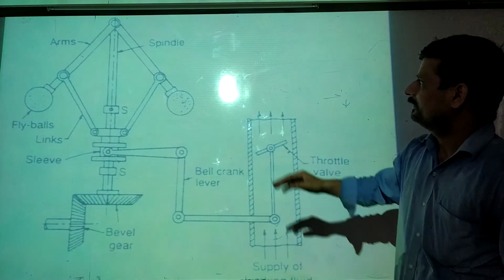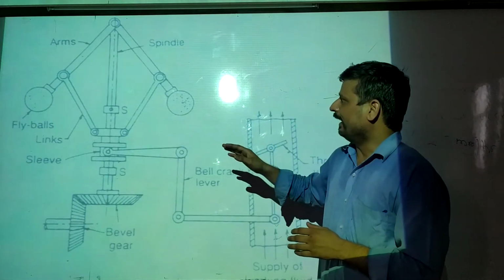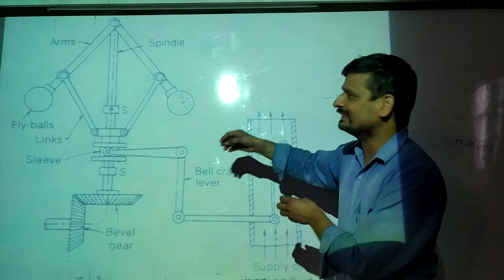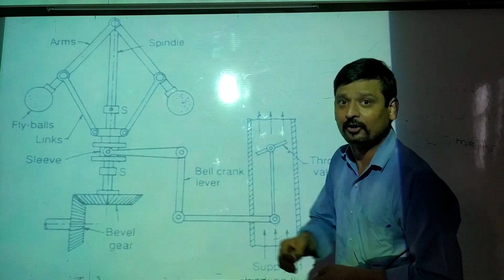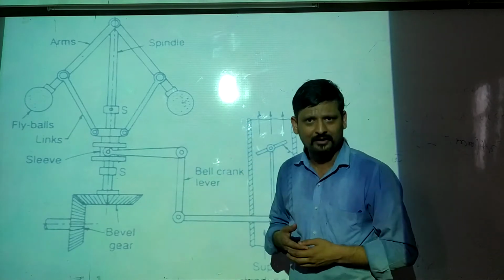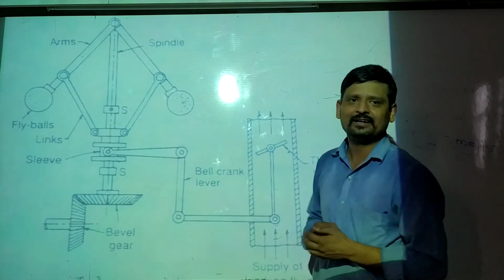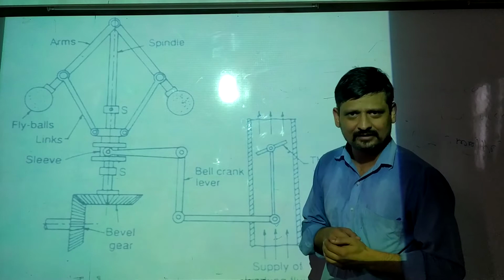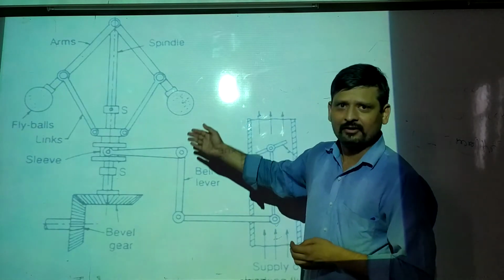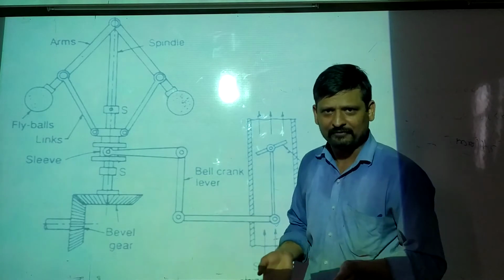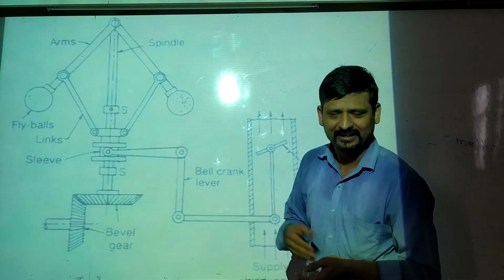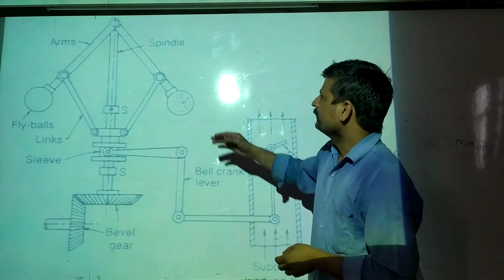So if I explain it, let us consider this is the simplest type of mechanical governor or centrifugal governor. That is your Watt governor. So if I talk about the construction, I will call it a Watt governor for simplification. It was first invented by James Watt in 1788.